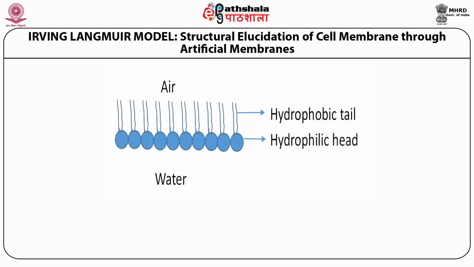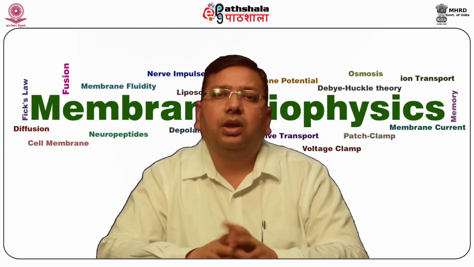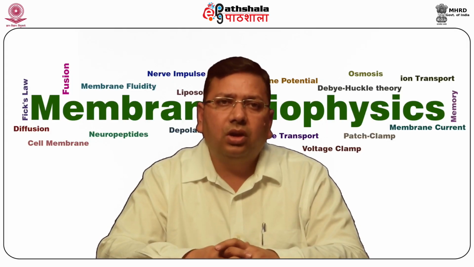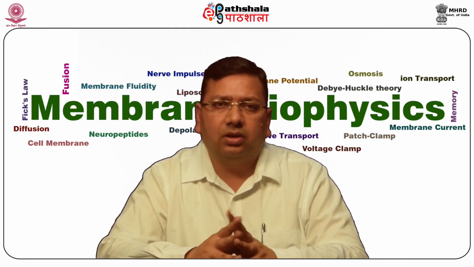This particular figure shows the structural elucidation of cell membrane through artificial membrane synthesis, which was proposed in the Irving Langmuir model. In this figure, you will find that hydrophilic phospholipid heads are oriented towards water surfaces, while the hydrophobic tails are excluded towards air. In 1935, a model from Gorter and Grendel came out as a cell membrane model.